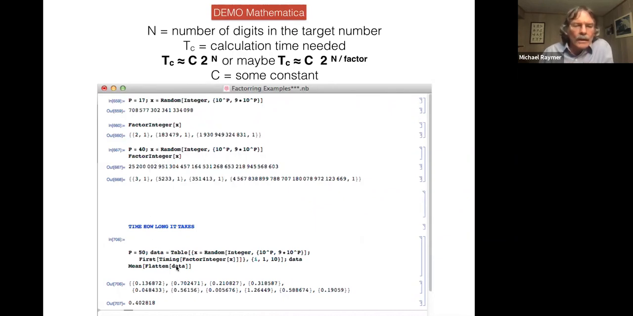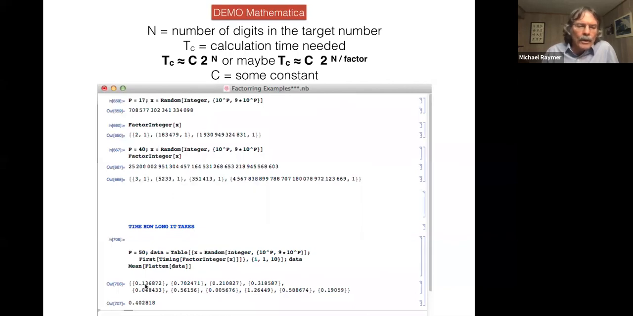Now the question is, how long did it take Mathematica on my laptop to do this operation here? Well, there's a thing called timing. Timing just looks at the internal clock in the computer, and it tells you how long it took to actually do the calculation. So I ran this 10 times. I generated a random number, and then I factored it with FactorInteger. And then it spits out the amount of time that it takes. I didn't spit out the factors. I spit out the time.